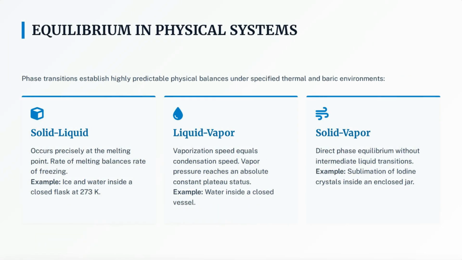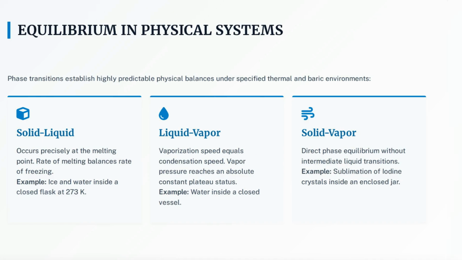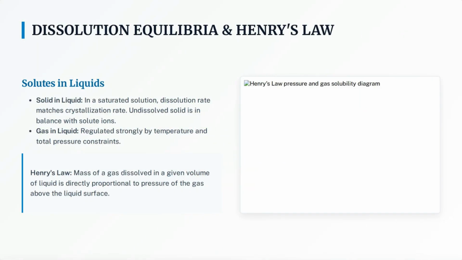Equilibrium occurs in various physical systems. Solid-liquid equilibrium is at the melting point, where melting rate equals freezing rate. Liquid vapor is where vaporization equals condensation speed. Solid vapor is direct phase equilibrium, bypassing the liquid state, like the sublimation of iodine. Dissolution equilibria involves solutes in liquids. For solids, the dissolution rate matches the crystallization rate in a saturated solution.